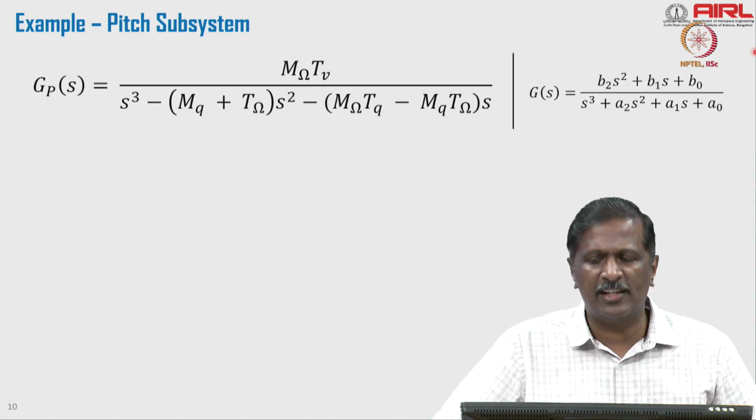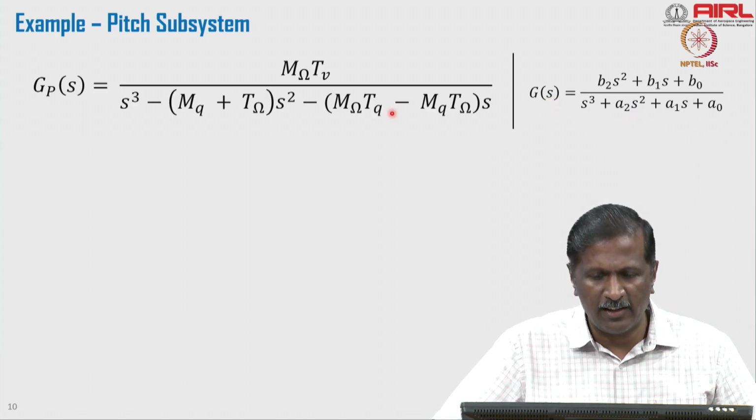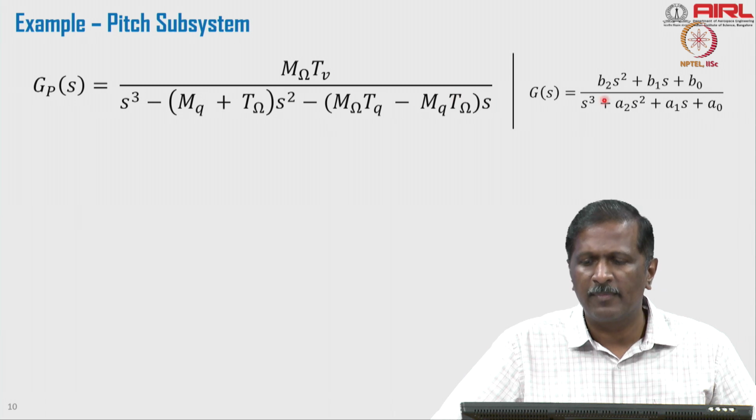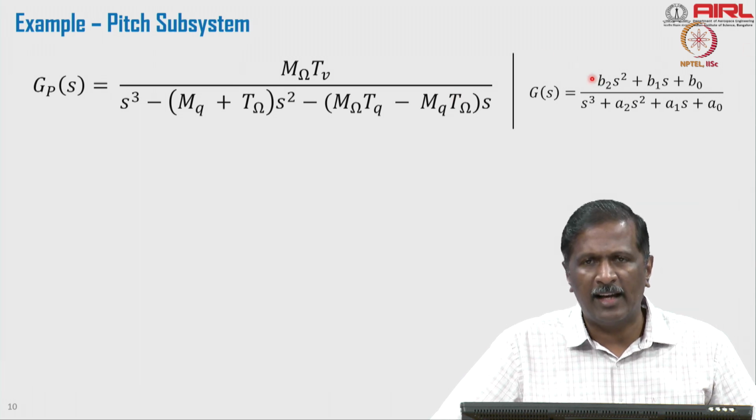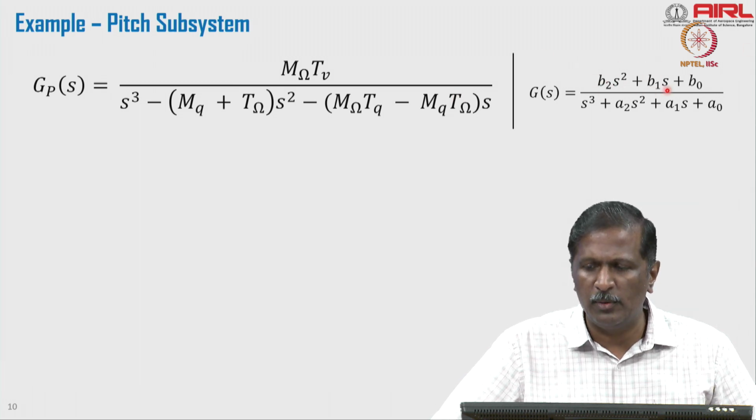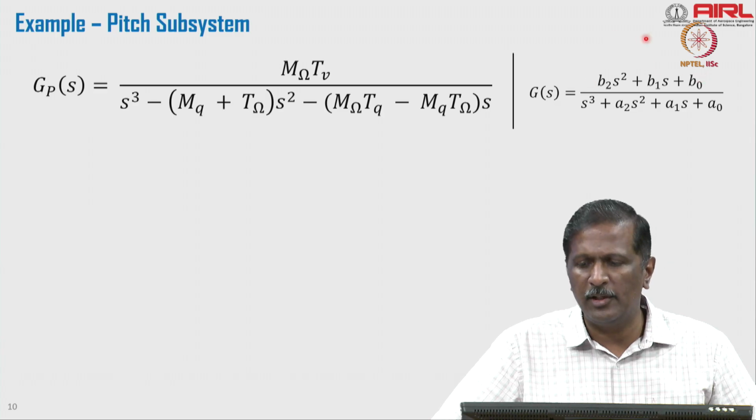I can write this in a general form. The denominator is S cube plus A2 S square plus A1 S plus A naught. Remember, A naught is 0 here. The numerator polynomial, I can write as B2 S square plus B1 S plus B naught. Remember, B2 and B1 are 0. You get only B naught here.